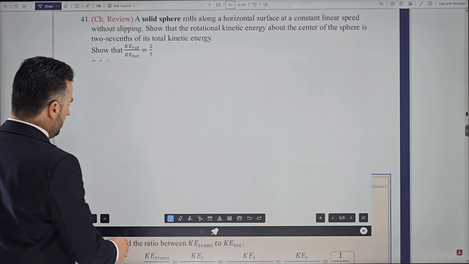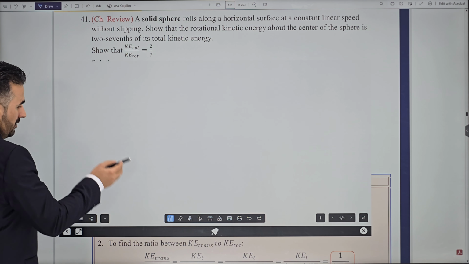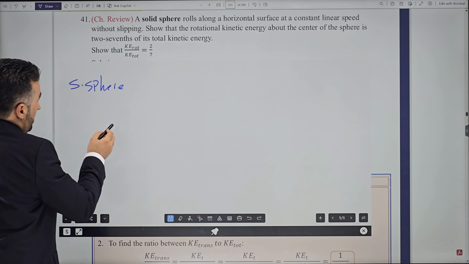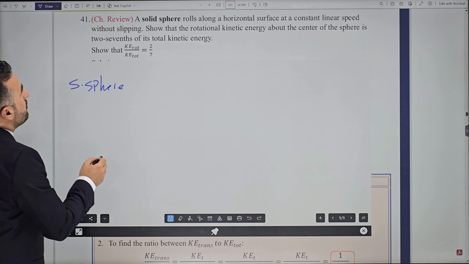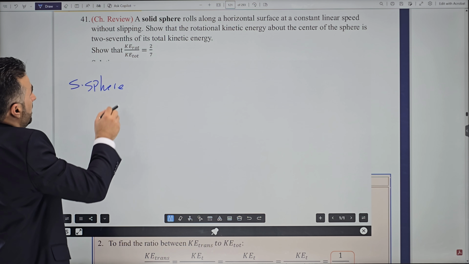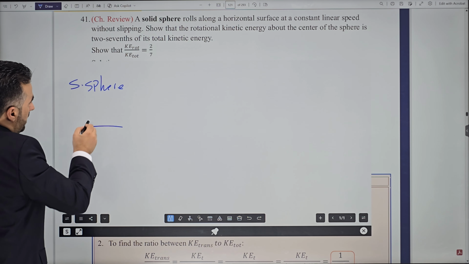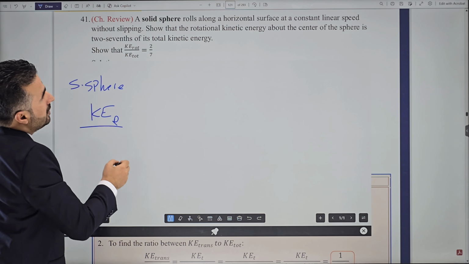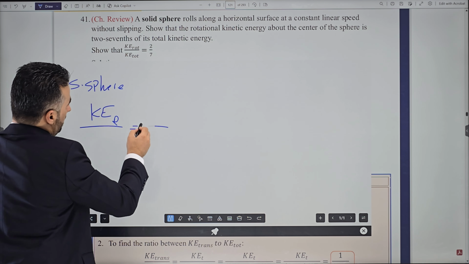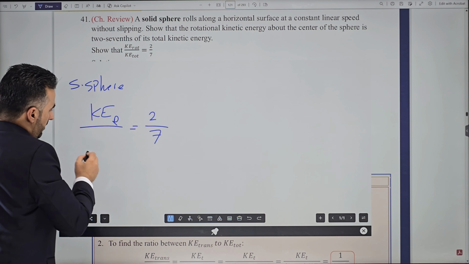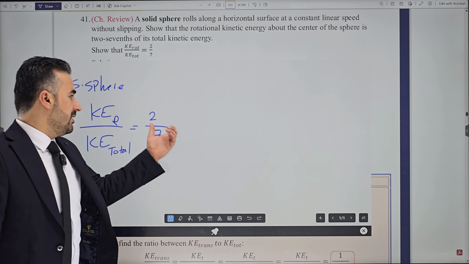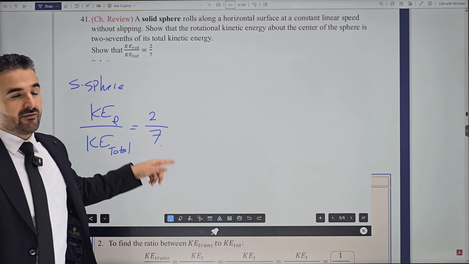So what do we have? A solid sphere. Okay, so we have a solid sphere. The question says, show that it is clearly moving at a constant linear speed. Show that its rotational kinetic energy about the center of a sphere is 2/7 of its total kinetic energy. Now, of course, in math, you do know that when it says 2/7, that is 2/7.